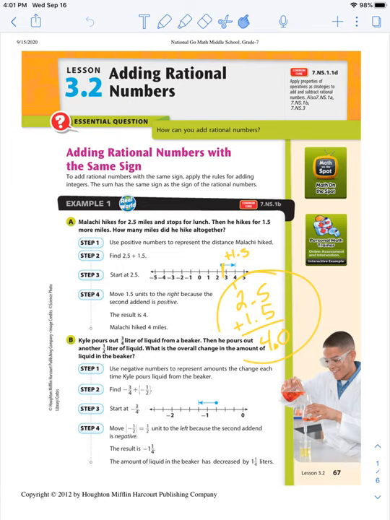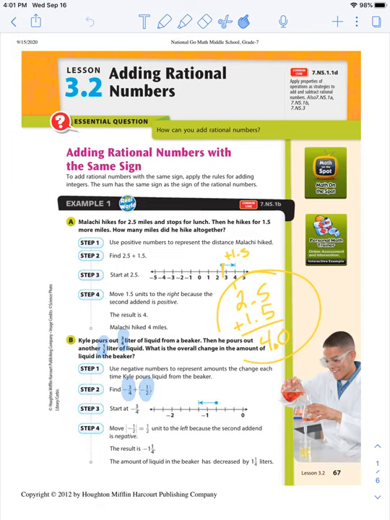He starts by pouring out 3/4, so we're going to represent that with negative 3/4. Then he pours out 1/2, so we're going to represent that as negative 1/2. So our plan is to find negative 3/4 plus negative 1/2. We can also represent this on a number line.